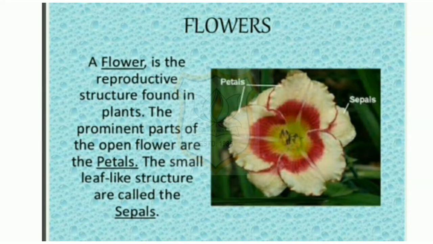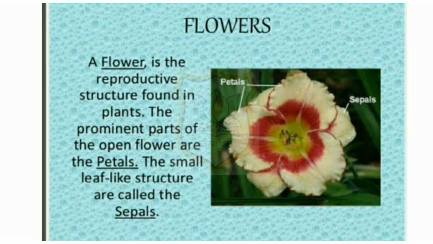What are flowers? A flower is the reproductive structure found in plants. The prominent parts of the open flower are the petals. The small leaf-like structures are called the sepals. Now, petals. These are usually brightly colored due to the presence of colored pigments. The brightly colored petals serve to attract insects. These animals help in pollination.